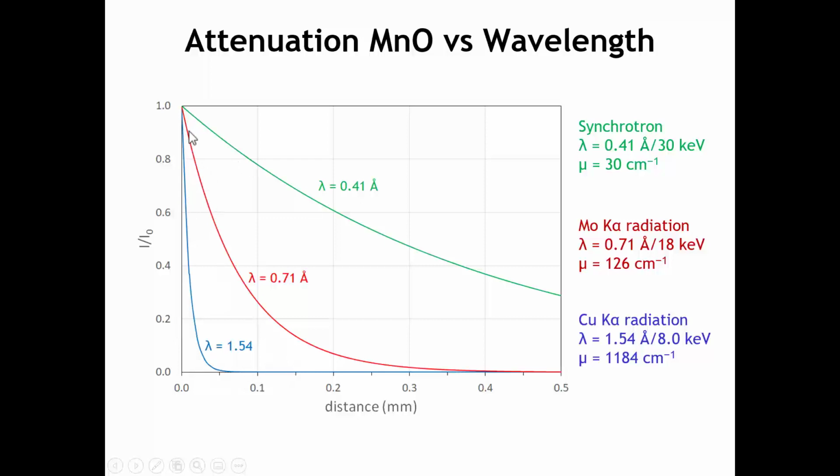With copper K-alpha radiation, the X-rays are almost entirely absorbed before you even get through 0.1 millimeter of your sample. When you go up to, say, 0.7 angstroms, molybdenum radiation, you do get more penetration, but still by the time you get to half a millimeter, the X-rays are almost totally absorbed. And then if we were to go to a synchrotron, of course, once again, we see a deeper penetration depth, but here we're seeing more substantial absorption than we did with the aluminum oxide. And that's what you expect because manganese has more electrons, and the heavier the element, the more absorbing of X-rays it's going to be.